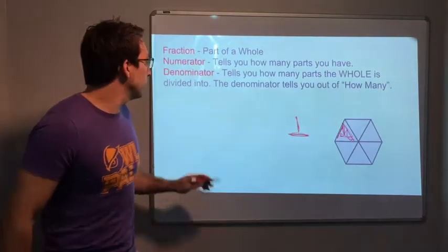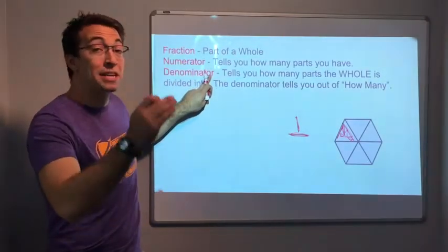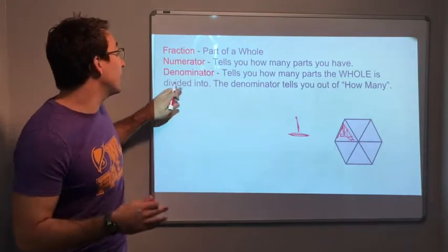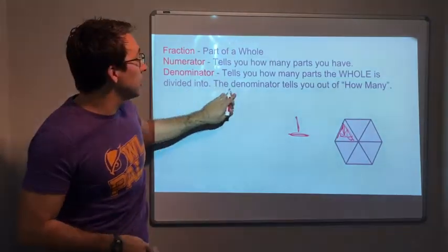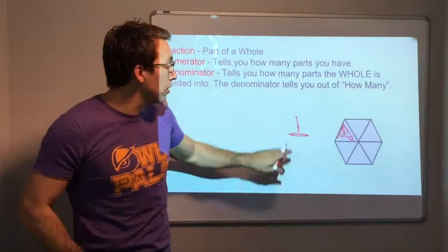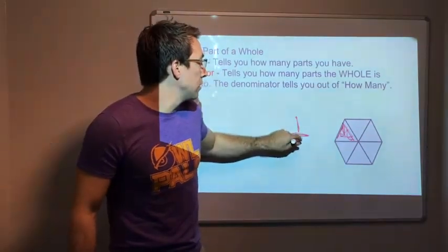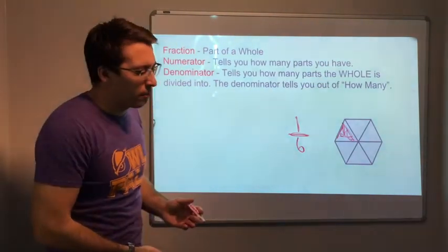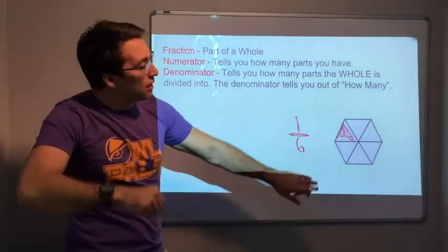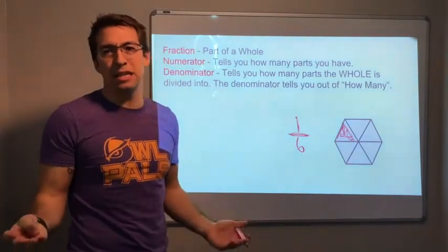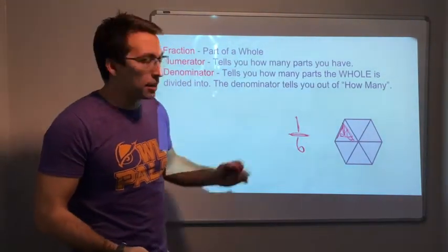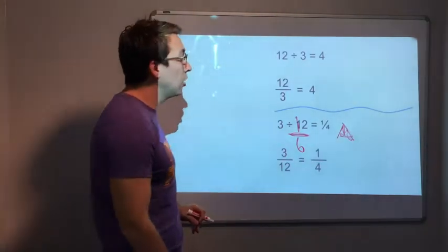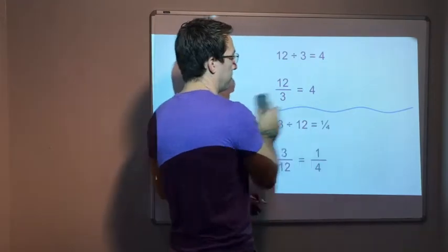And the denominator, the bottom number, the D, denominator, tells how many parts the whole is divided into. The denominator tells you out of how many. So we have 1 out of 6. We have 1/6. If we divide one hexagon into 6 pieces, we'll have 1/6. So it's a division problem, right? And now we'll illuminate that a little bit more.